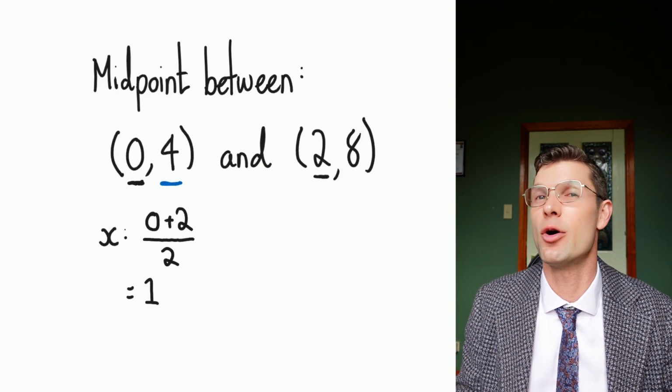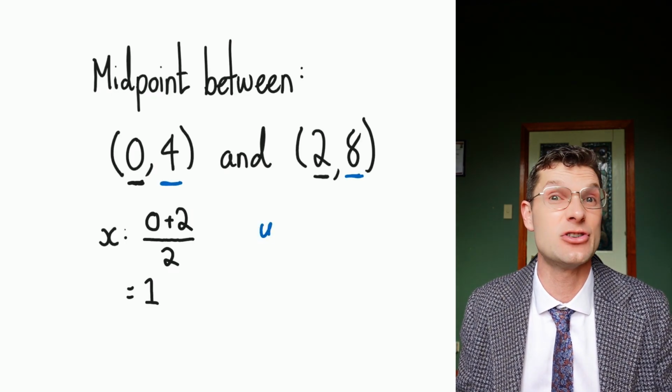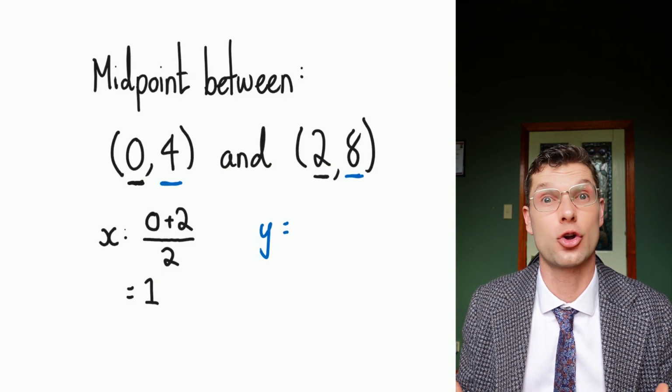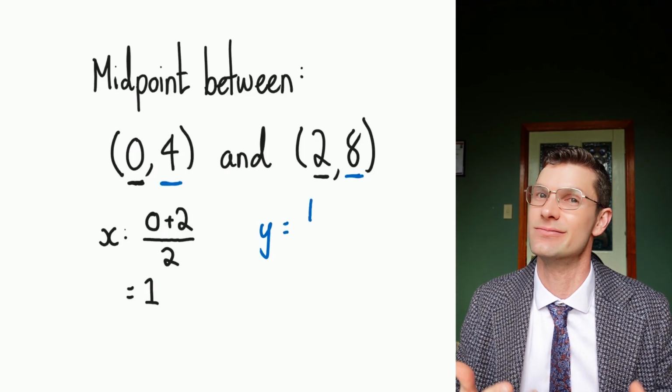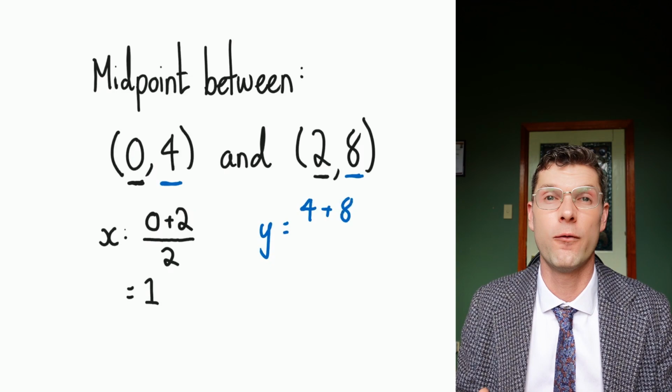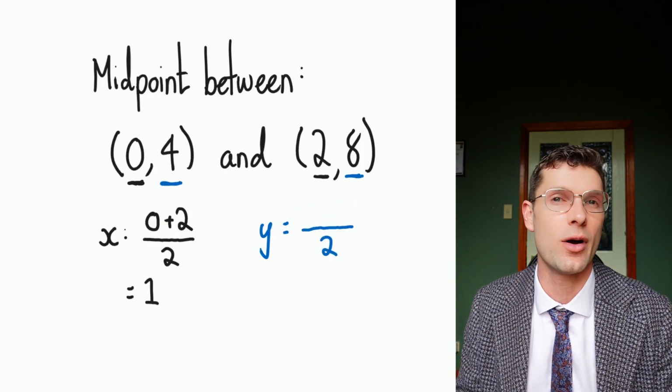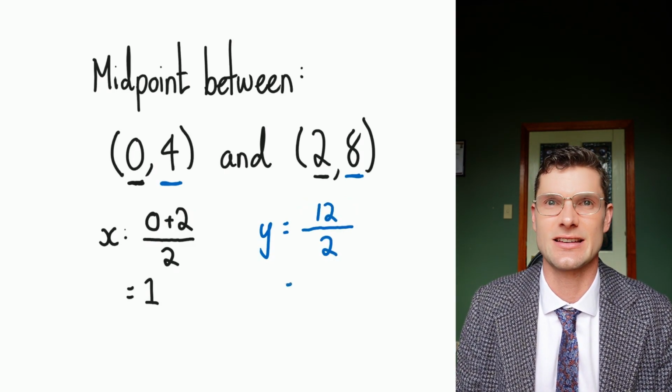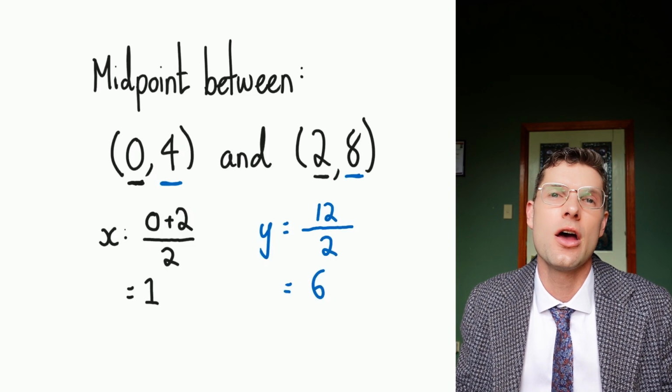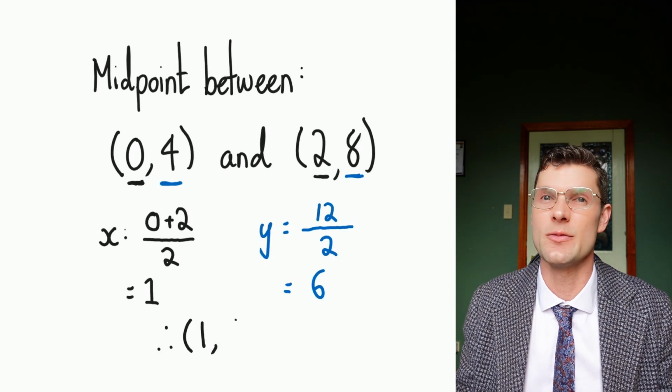Then I've got to find the midpoint between 4 and 8. Again, I want you to have a guess. The only answers that could be right are 5, 6, and 7, because it's in between those 2. 4 plus 8 is equal to 12 divided by 2. That's just equal to 6. Again, you probably could have guessed that. That means that my midpoint is 1, 6.